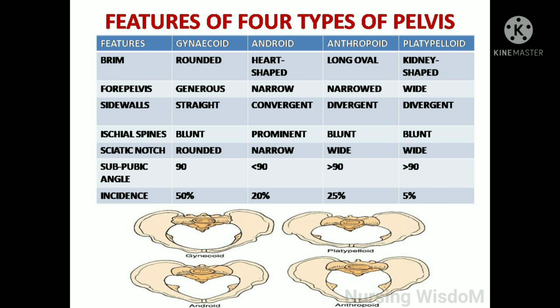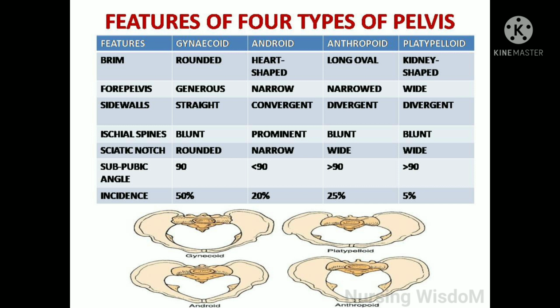Side walls: straight in gynecoid pelvis, convergent in android pelvis, divergent in anthropoid pelvis, divergent in platypelloid pelvis. Ischial spines: blunt in gynecoid pelvis, prominent in android pelvis, blunt in anthropoid pelvis, blunt in platypelloid pelvis. Sciatic notch: rounded in gynecoid pelvis, narrow in android pelvis, wide in anthropoid pelvis, wide in platypelloid pelvis.